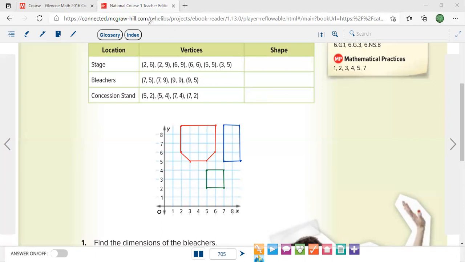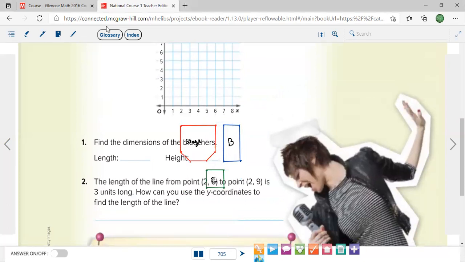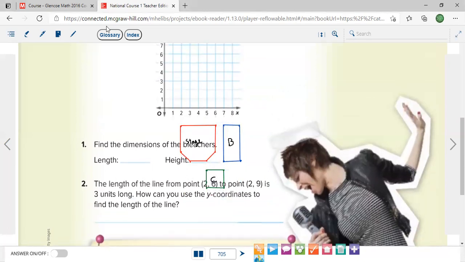So this is the stage, and this is the bleachers, and this is the concession stand. Now we have some questions based on these figures.